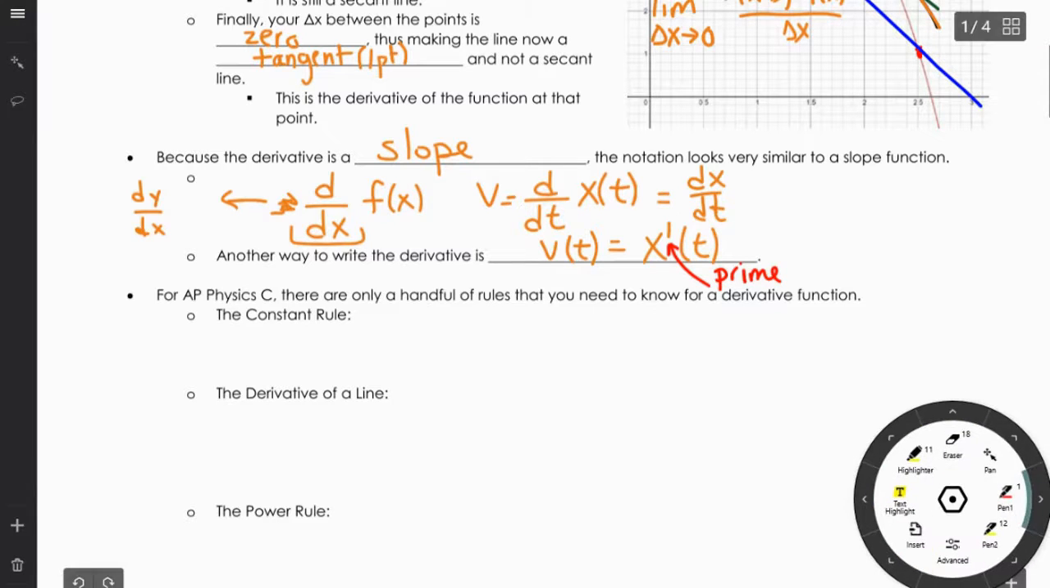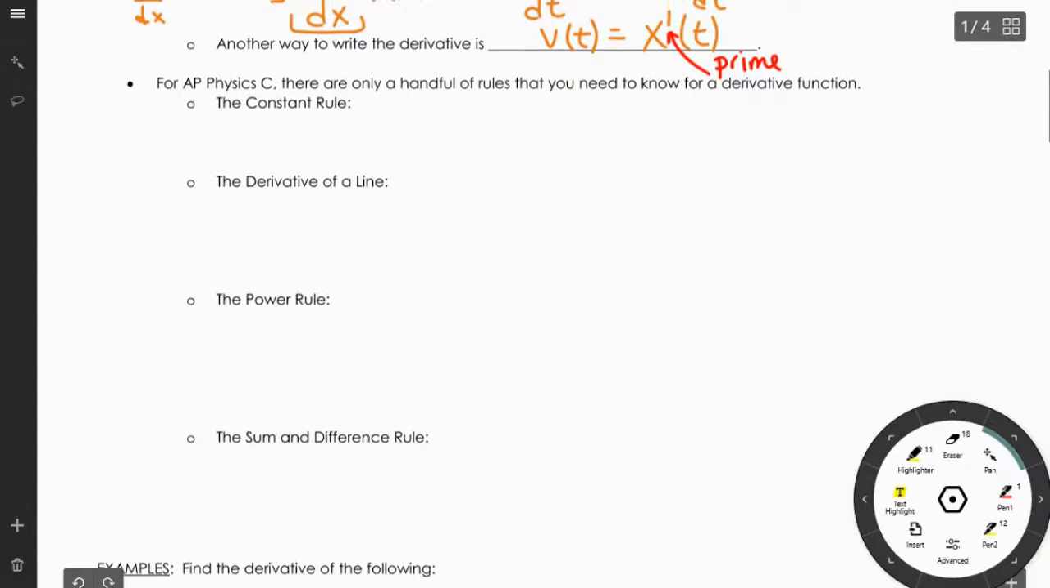Okay. Now, the good thing about derivatives in physics is there's really only a handful of rules that you basically have to know. So you've got the constant rule, the derivative of a line, the power rule, and then you can combine it all into one shot. It's called the sum and difference rule.